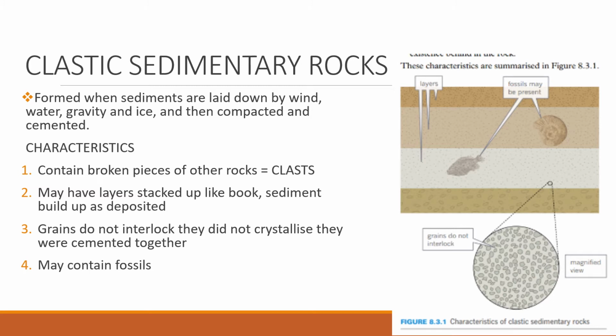And that's in your homework. Clast is in your homework. You have to be able to identify what a clast is. It's actually parts of broken rocks, the really small weathered material that you've had. They may have layers stacked like a book, like a sediment building, and it deposited, so it's sort of layered up. It has grains that do not interlink and they do not crystallize because they were cemented together. So say for instance, you get a pile of pebbles that are broken up into little tiny pieces, and then you just pour cement through it, you're going to get that pebbly look with space. And also they may contain fossils.